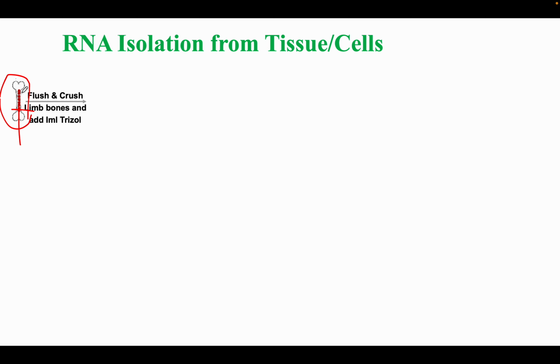I will cut these two parts because these parts have chondrocytes, and I will isolate the diaphysis where I will get the maximum number of osteoblasts, and I will crush the bone and I will add trizol. What trizol does is it lyses the cells and exposes the cytoplasm, which is the area where there is RNA. So I will put the crushed bone here and I will add trizol.